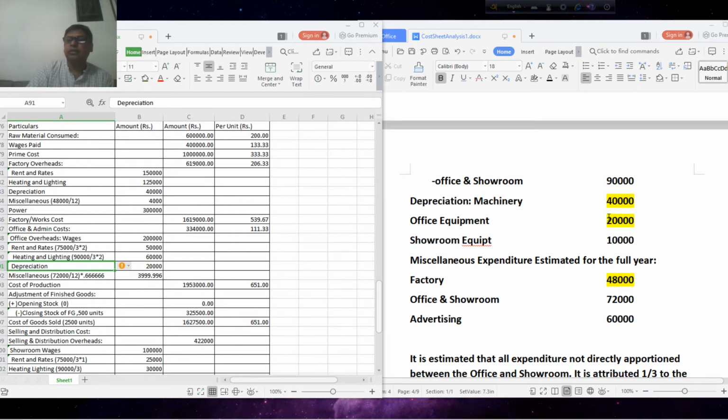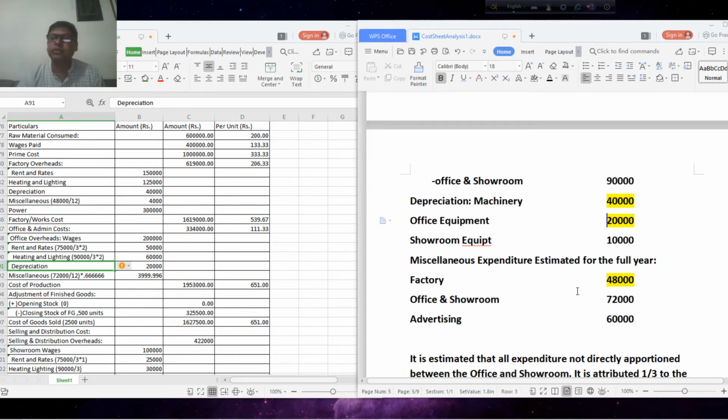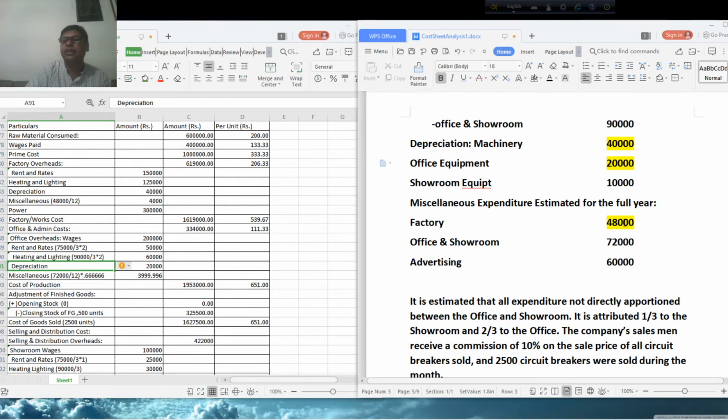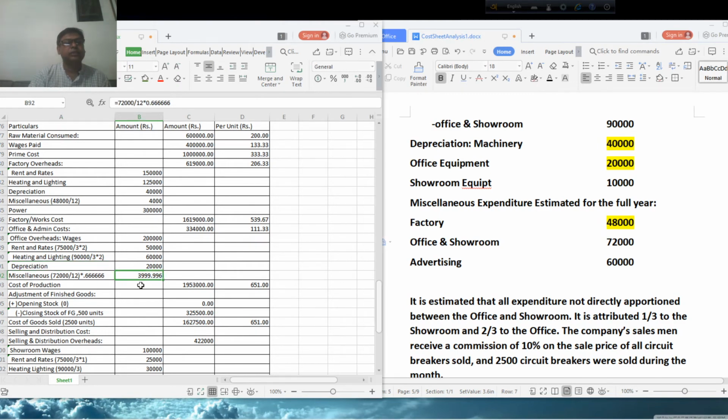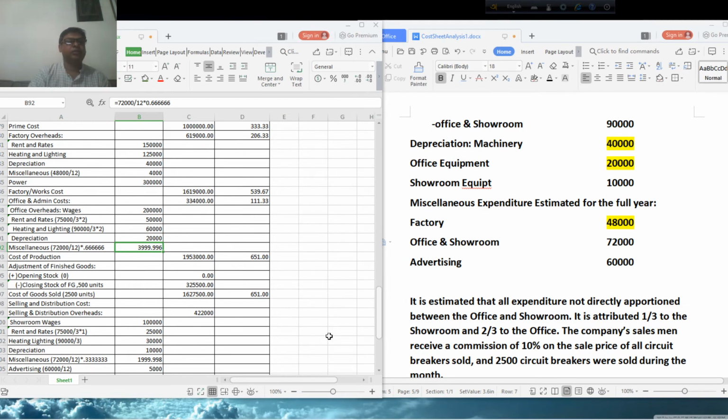It is individual cost and it is given. So miscellaneous is here for the full year, it is 48,000 taka. So we have to divide it first by 12. Sorry, it is given 72,000 taka, so we have divided by 12. 6,000 taka per month, 2/3 is for office, so 4,000 taka is for office. Let's come here, and rest is for the showroom.